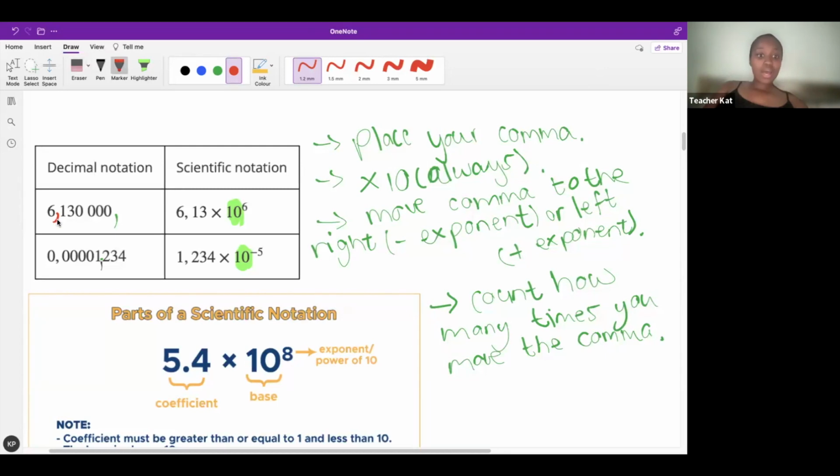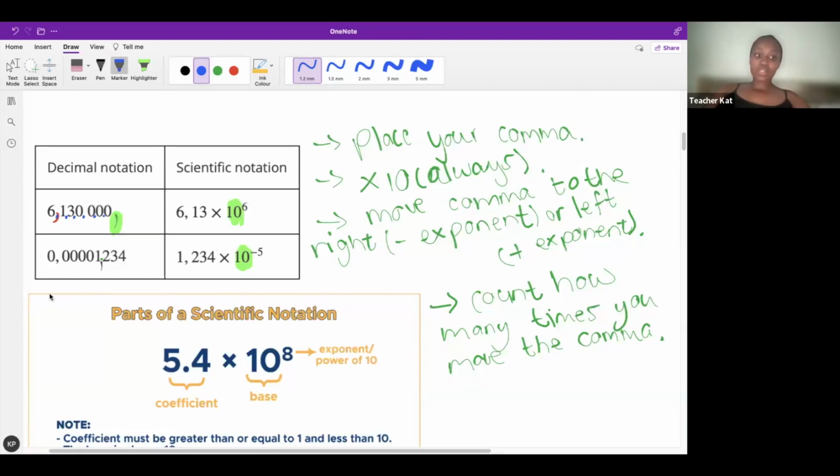So now, am I moving my comma to the left or to the right? To the left. There we go. We're moving it to the left, which means my exponent will be positive or negative? It's positive. Now let's count how many times we're going to move it. I'm starting over here. 1, 2, 3, 4, 5, 6. Do you see where that 6 comes from? Yes. Do you feel better now? Yes. Thank you. You're welcome.